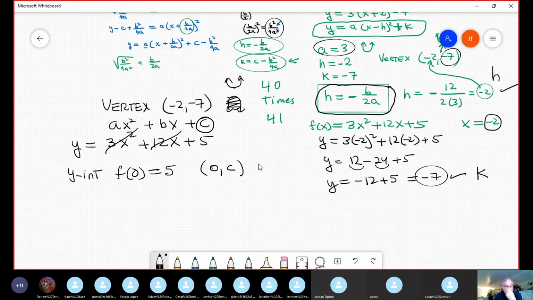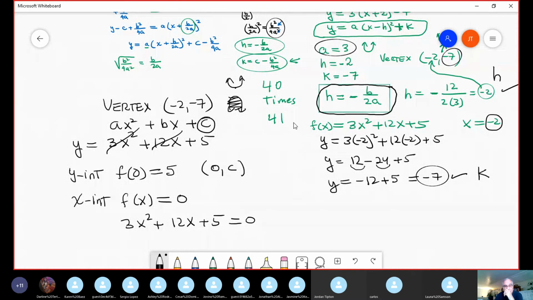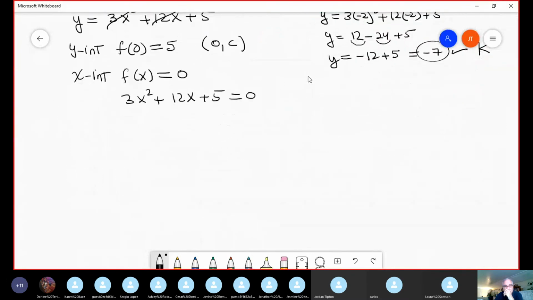Okay, let me try now to find the x-intercept. Now, x-intercept is classical. It's f of x equal to 0. And who is f of x? F of x is 3x squared plus 12x plus 5. Put equal to 0, and now we focus on solving this quadratic equation. The solution for this quadratic equation represents the x-intercept. Well, in my opinion, the only possibility we have is solving by quadratic formula, ABC. A is 3, B is 12, C is 5.